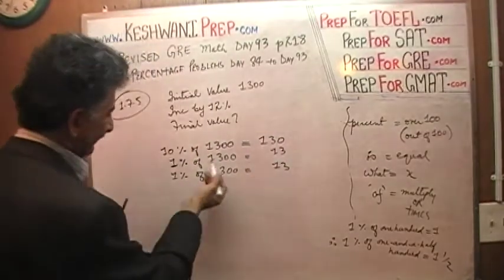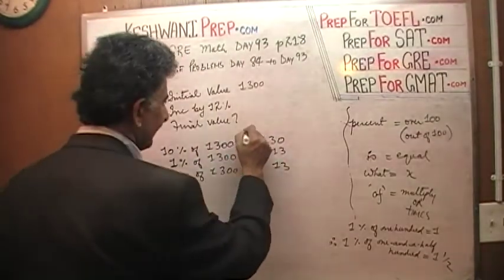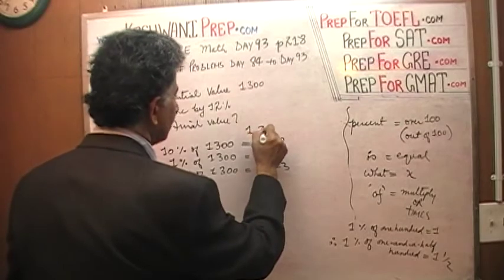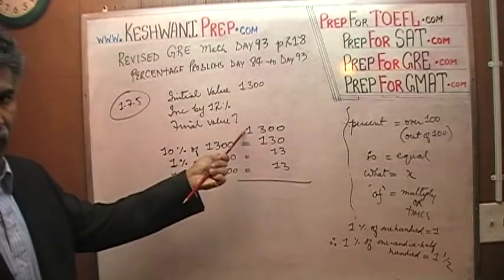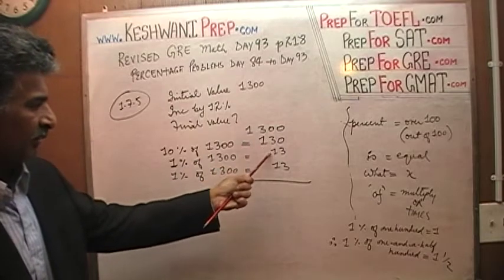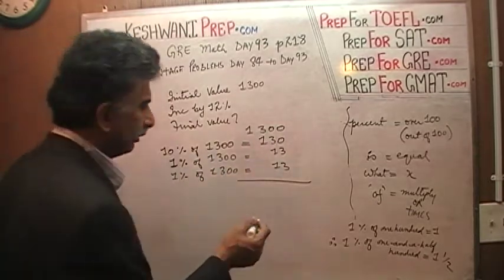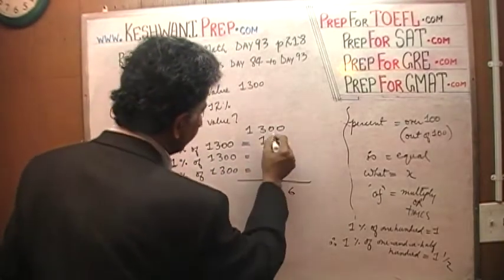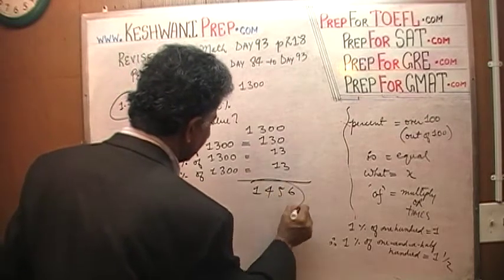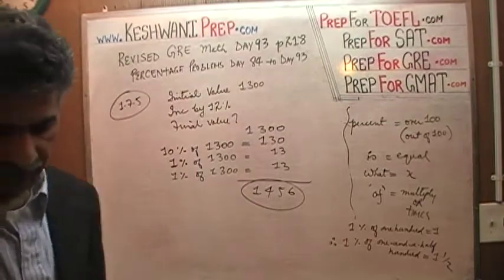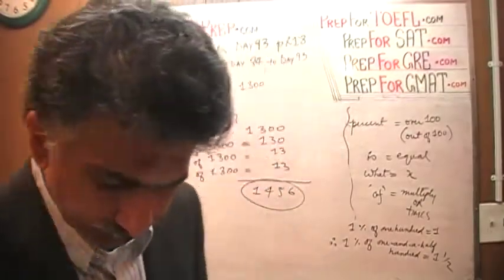So that's the increase, that's the 12%, and the amount that we started out with, which was 1300. So that's our final amount. Our initial amount, then the 10%, and another 1%, another 1%. Let's add them up. 3 plus 3 is 6, 3, 5, 4, voila, that's it. 1456 is your answer. We're done with that one. Let's do the next one.